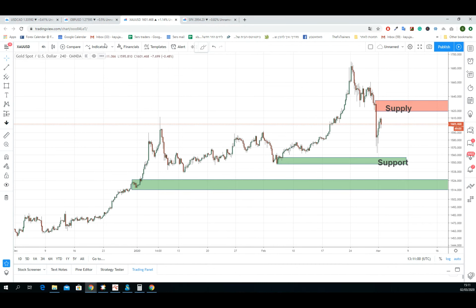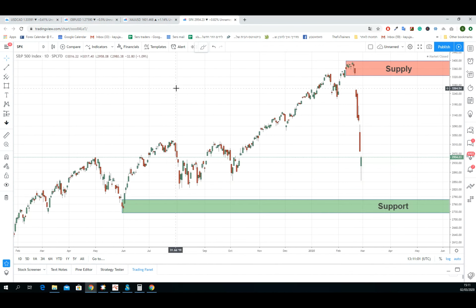All right, the last one I choose is the SPX, the S&P 500 index, the US index. And the situation here, as you can see, is very interesting. Like most of the indices in the world, also the SPX suffered from a significant drop down.